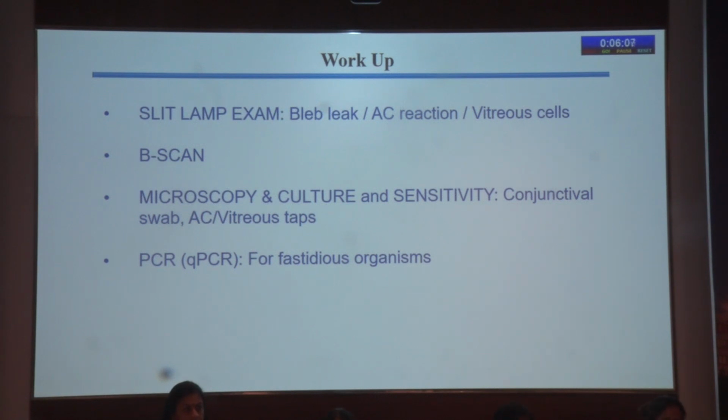Normally, there is a very poor correlation between the conjunctival organisms that you would find in the culture and the AC and the vitreous taps. However, you can go ahead and do it anyway. PCR, especially quantitative PCR, is helpful for fastidious organisms and also identifying contaminants from the actual infective organisms.